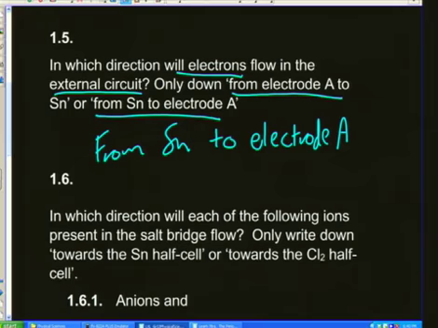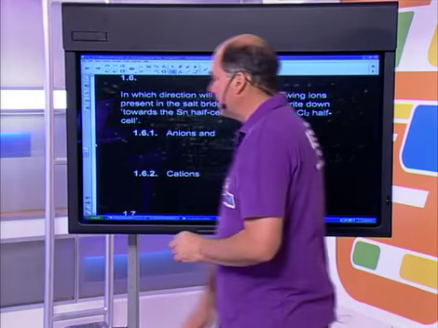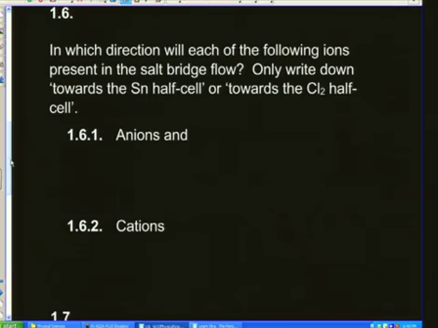Now, we've got the next question, which I absolutely love. This is an amazing question, and I really want you to get it because it's so important for us to understand. It says, in which direction will each of the following ions present in the salt bridge flow? Only write down towards the tin half cell, or towards the chlorine half cell.